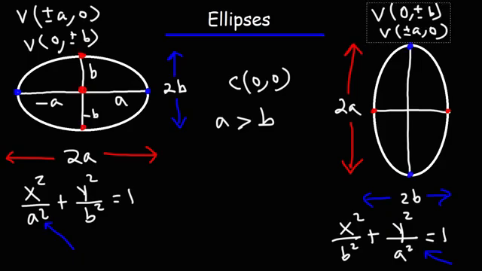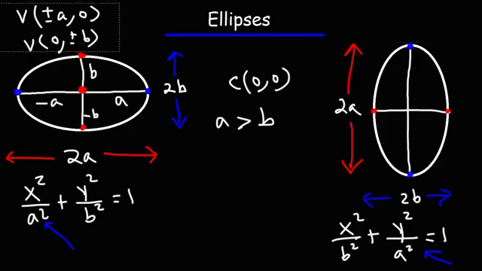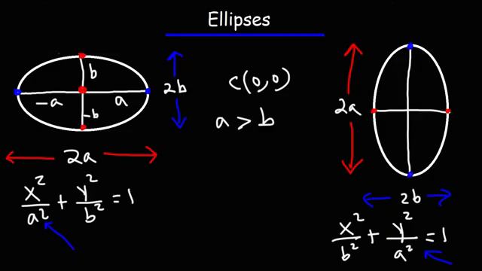Now let's talk about the coordinates of the foci. For the ellipse on the left, the foci will be along the major horizontal axis, and it's c units away from the origin or the center. So once you have the center, if you add c, you'll get the focus on the right. If you subtract c, you'll get the focus on the left.